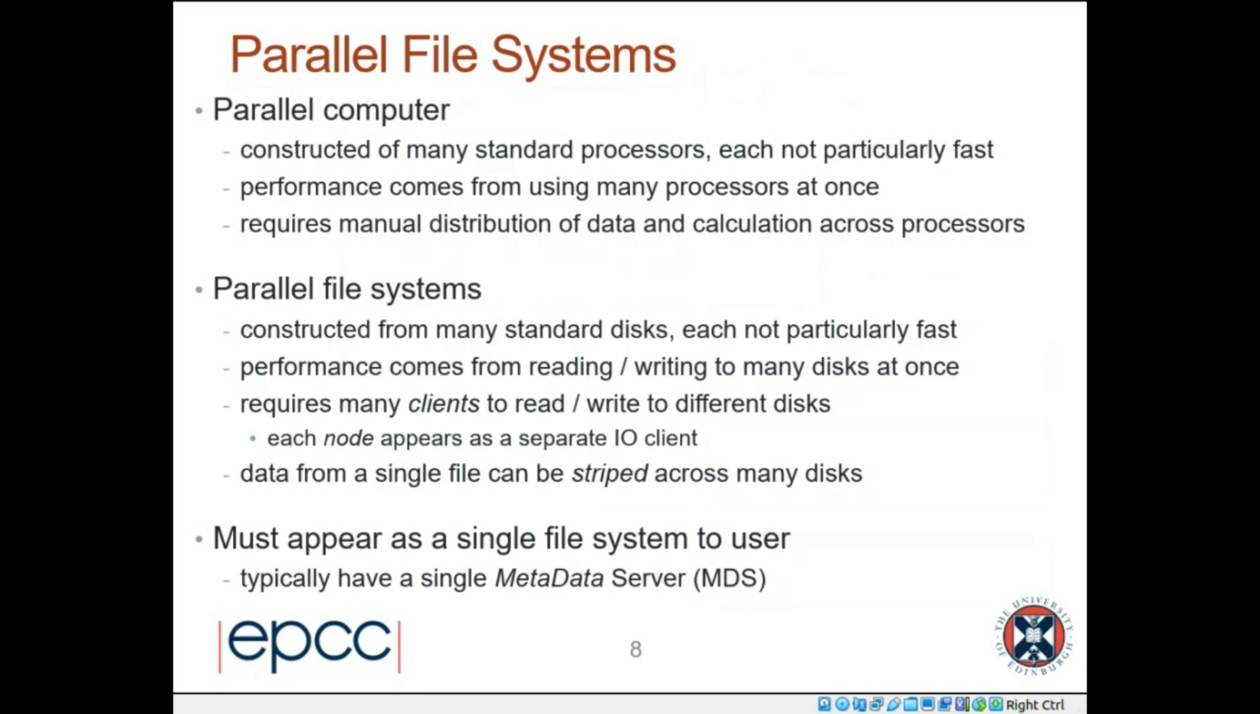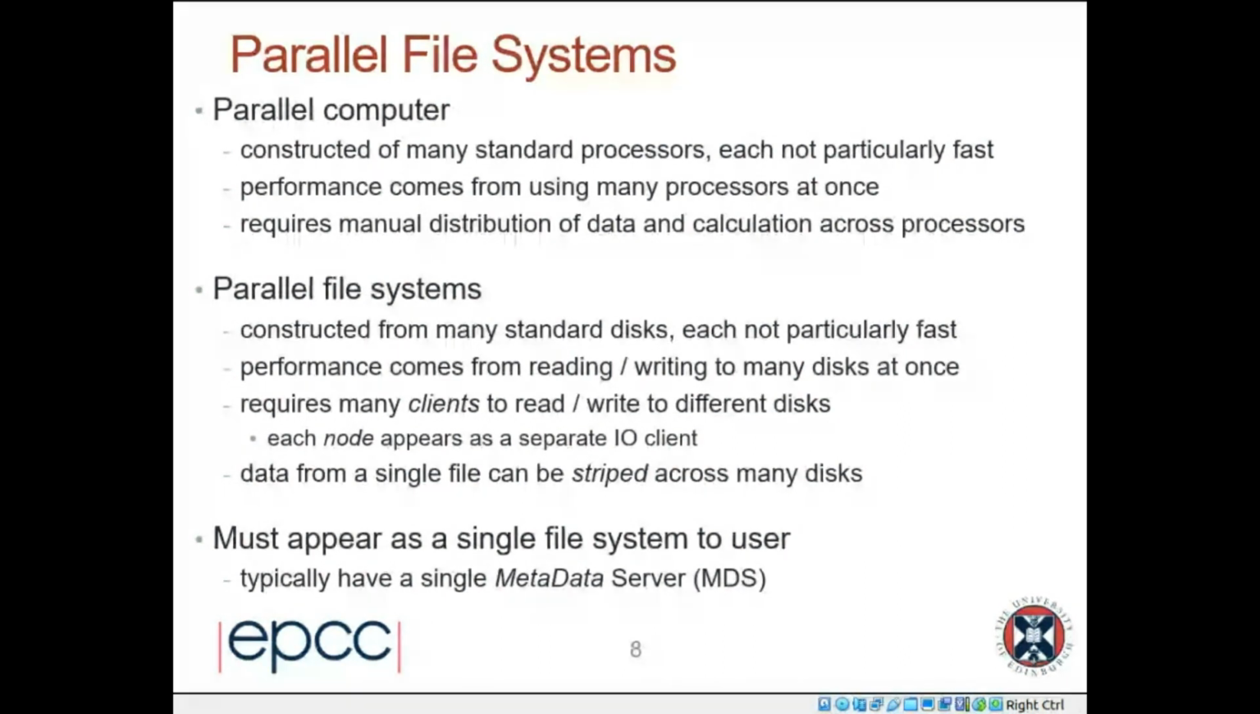A modern parallel computer is constructed of many standard processors, each not particularly fast, and the performance comes from having lots of them at once. Okay, so that's what we do. The new ARCHER2 system will have 750,000 CPU cores, whereas your laptop probably has 2 or 4. Each processor isn't particularly fast, but you have potentially hundreds of thousands of them.